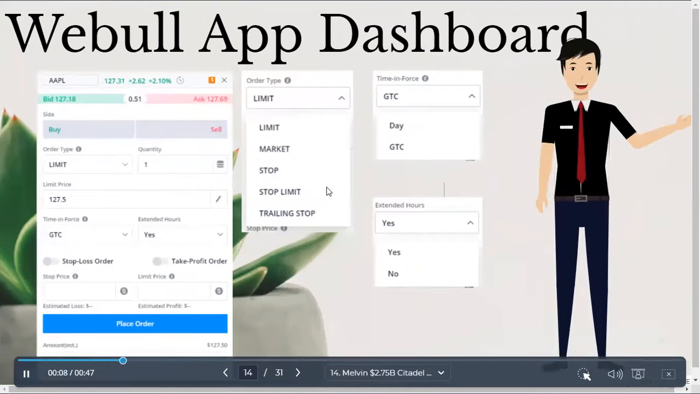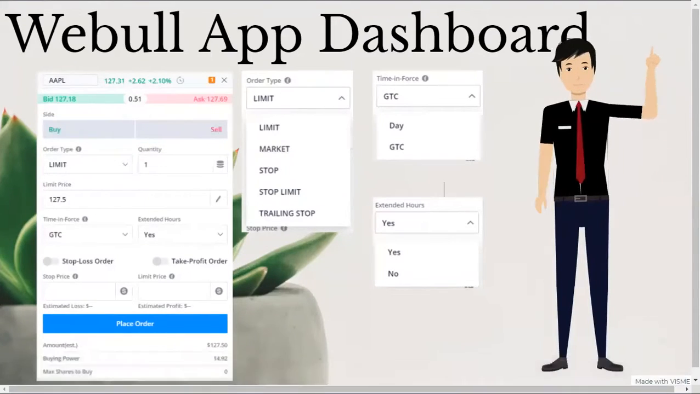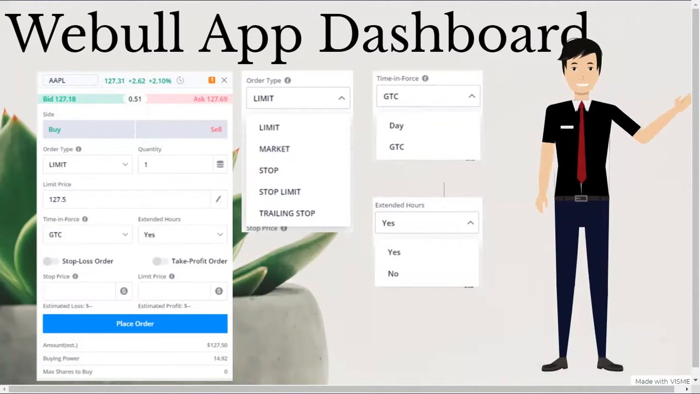I normally use limit orders since I can set a limit price, which is a particular price that I want to purchase a stock for, to have some control on my buying price. We see an option to enter the quantity of shares that we want to buy, which in this case is just one share. As I mentioned before, we can set the limit price, which I set to $127.50.